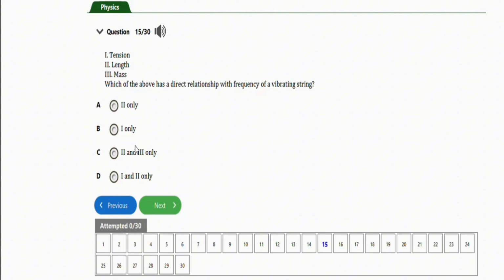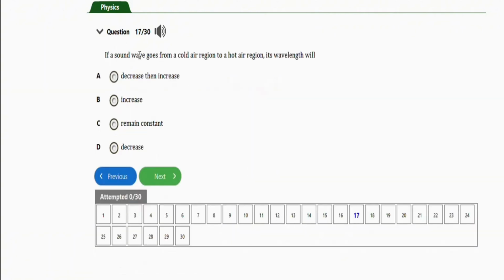The next repeated question will be this question. It says, if a sound wave goes from a cold air region to a hot air region, its wavelength will: decrease, increase, remain constant, decrease. So the correct option in this question is option B, which is increase.